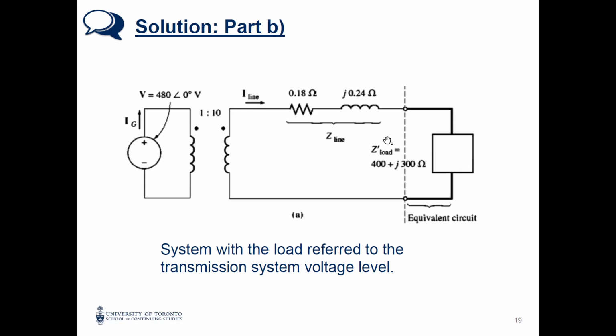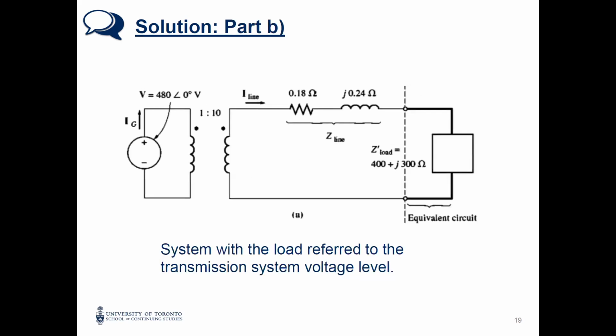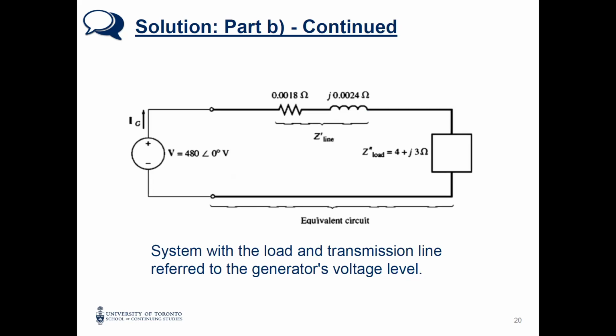So you can see the steps here. They did it in steps. The first one is multiplied by 100. The second one, you divide by 100. Less losses and less voltage drop.